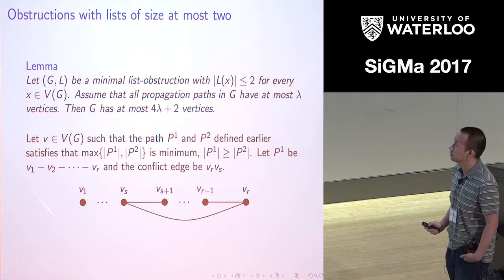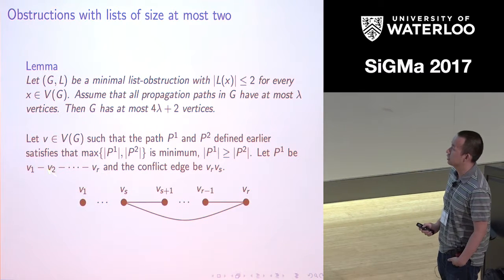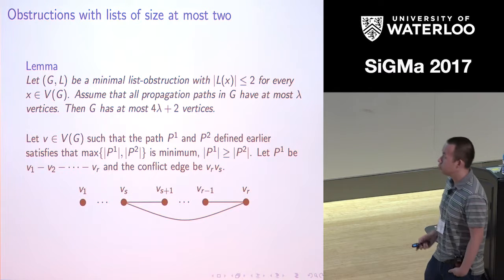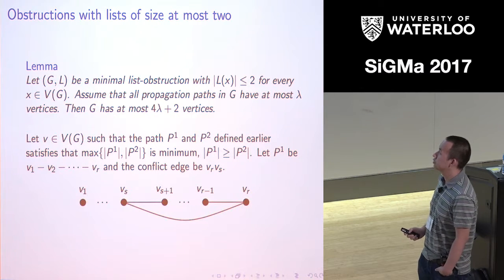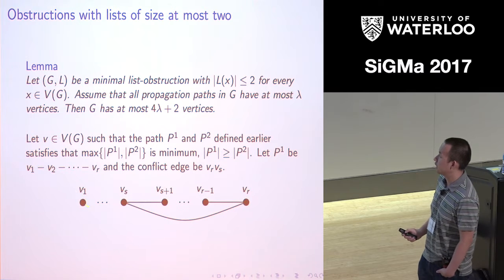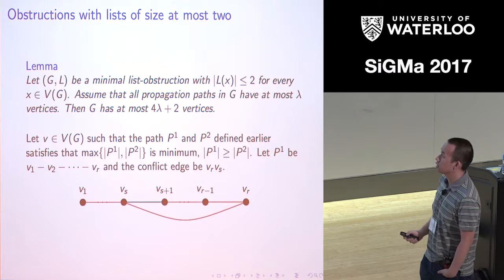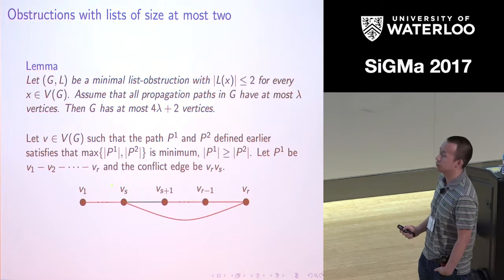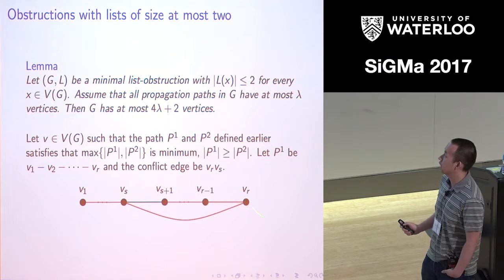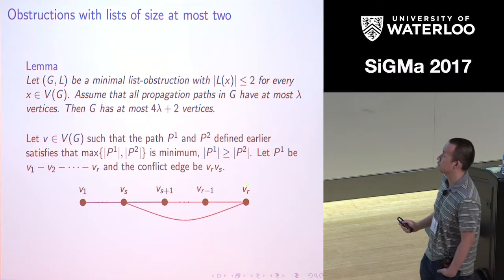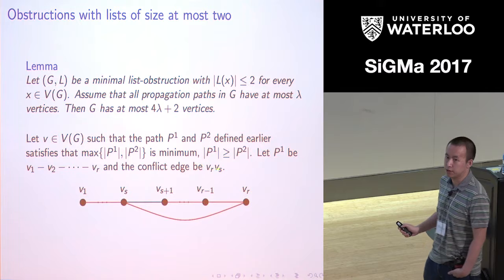So it's something like this. We start from V1, then the color is somehow forced until VR. One observation is that instead of forcing the color from V1 to VR, we can go the other direction. We can force the color from V1 to VS, then we force the color of VR because that's a conflict edge. So we can go from VS to VR, then we go back to VS plus one.